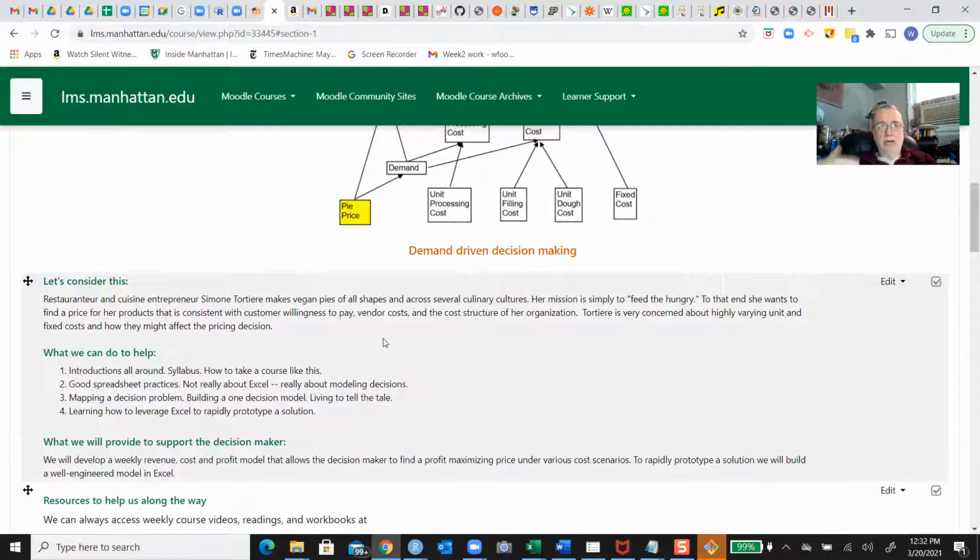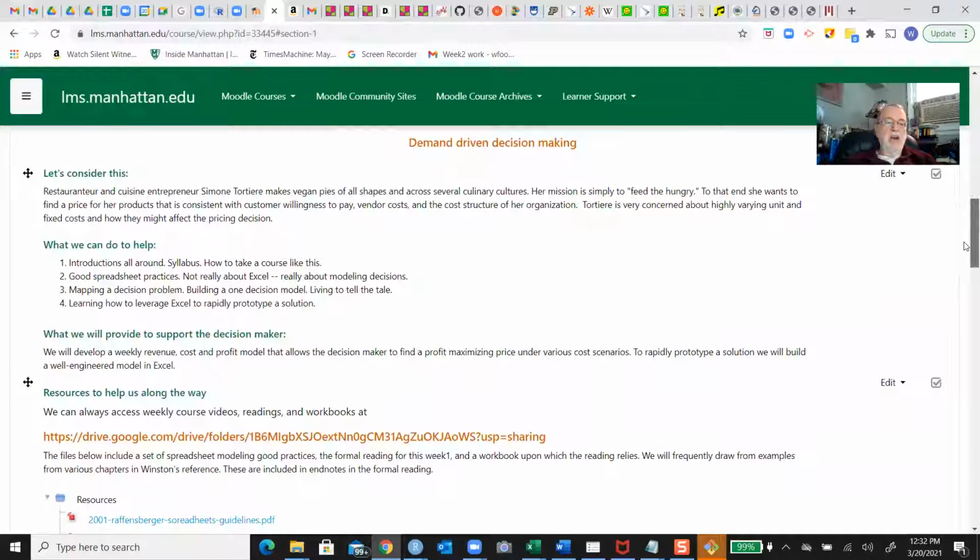So she wants to see how sensitive her pricing decision is relative to possibly high carrying costs all over the place. That's her main issue, and we're going to help her by devising a project. We're going to introduce one another all around. We're going to figure out how to help her.